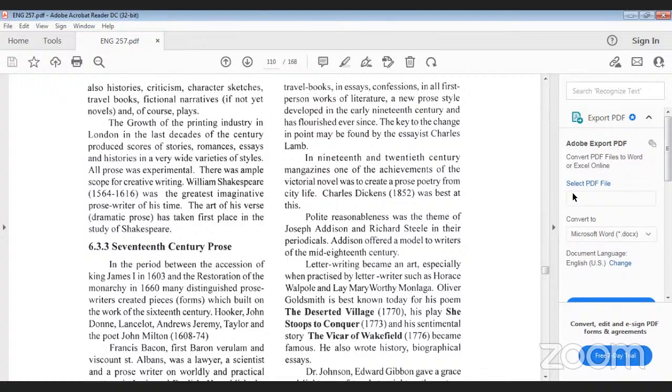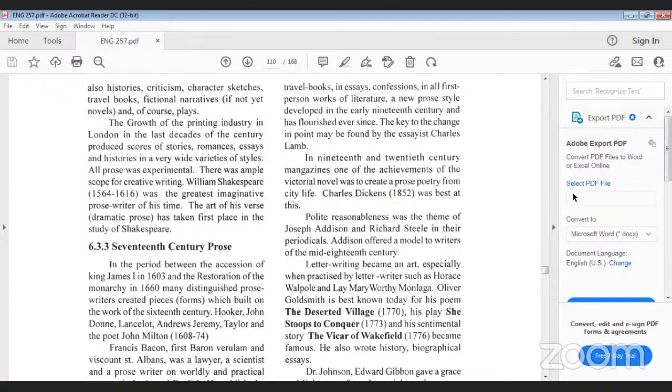The key to the change in point of view may be found in the essayist Charles Lamb. See, essayist is a word which is rarely used and is firstly found in your English syllabus. Essay you have seen, but essayist, and also the name Charles Lamb, is mentioned. So please see, as we have gone through physicist Isaac Newton, in that way this person, Charles Lamb, is the essayist in whom the key to the change may be found.